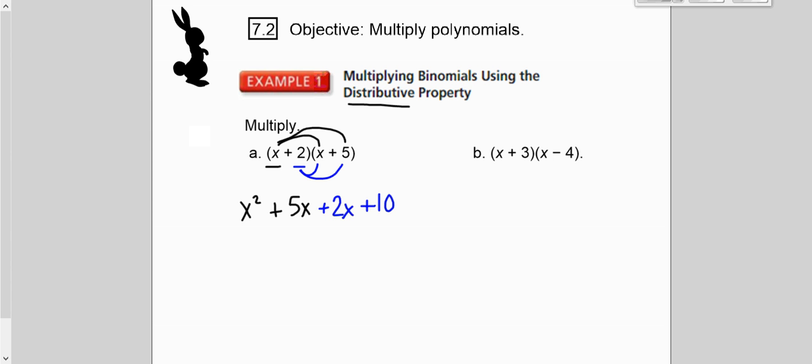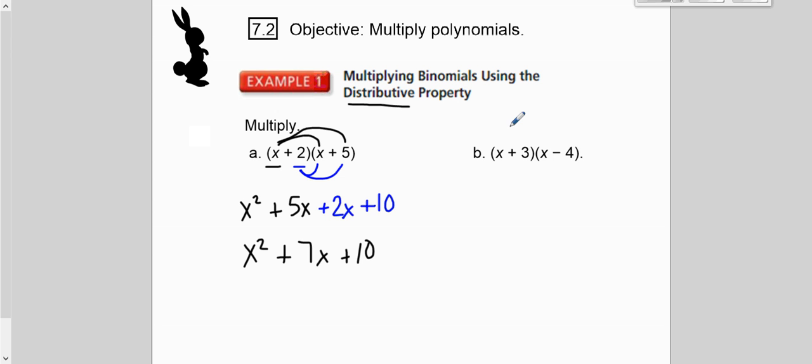Now we need to combine like terms. Like terms have the same exponents and the same variable. The only like terms we have are the 5x and the 2x in the middle. 5x plus 2x. It's like if you have 5 apples plus 2 apples. 5 apples plus 2 apples is 7 apples. But it's 5x plus 2x is 7x. And then plus 10. And this is our final answer. Notice there are 1, 2, 3 terms. So now it's a trinomial.